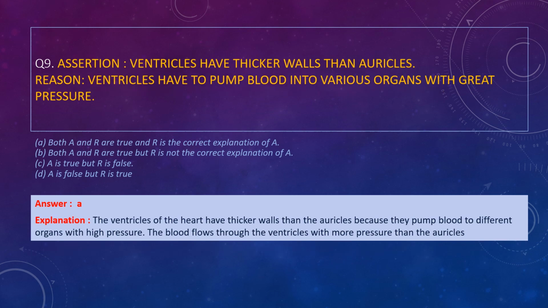Ventricles have thicker walls than auricles. Yes, that is true. Ventricles have to pump blood into various organs with great pressure. Yes, this is also true. And we know that ventricles have thicker walls than auricles because they have blood flowing at a much higher pressure, and they have to push the blood through to different organs. Hence, both A and R are true, and R is the correct explanation of A. Hence, the answer is A.